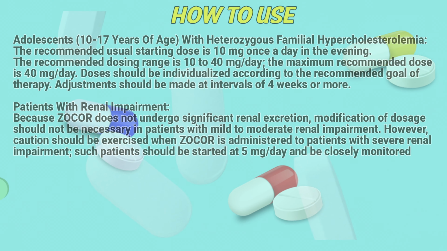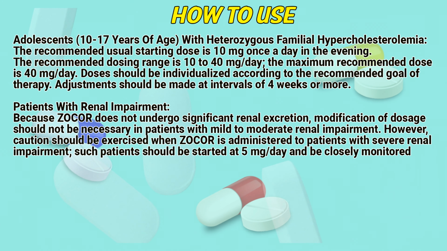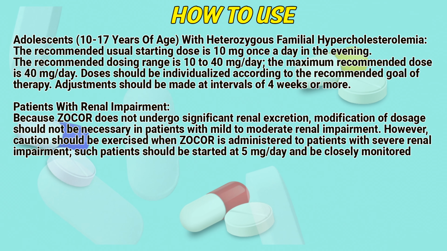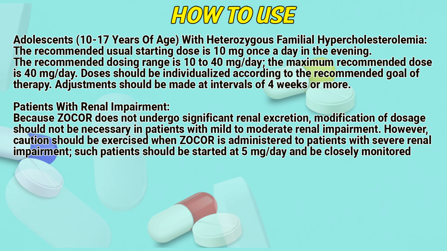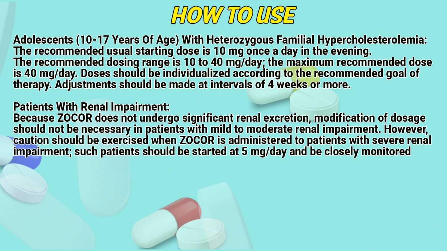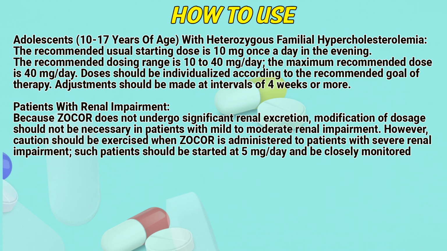Adolescents 10 to 17 years of age with heterozygous familial hypercholesterolemia: the recommended usual starting dose is 10 mg once a day in the evening. The recommended dosing range is 10 to 40 mg per day. The maximum recommended dose is 40 mg per day. Dosage should be individualized according to the recommended goal of therapy. Adjustments should be made at intervals of 4 weeks or more.